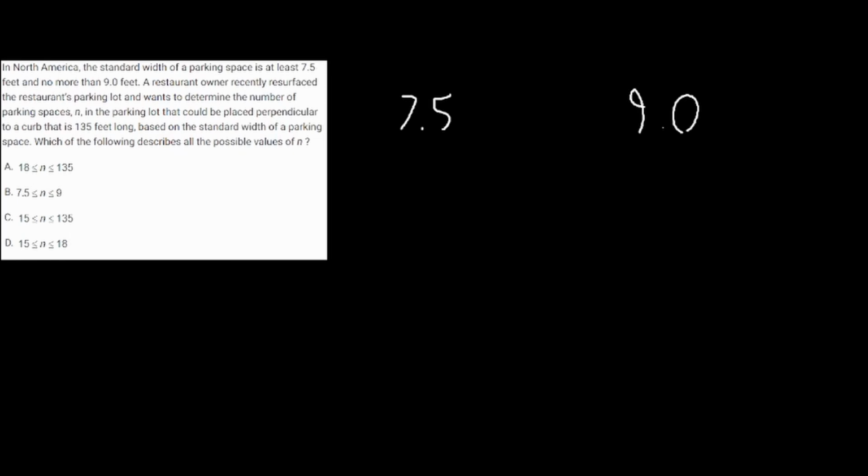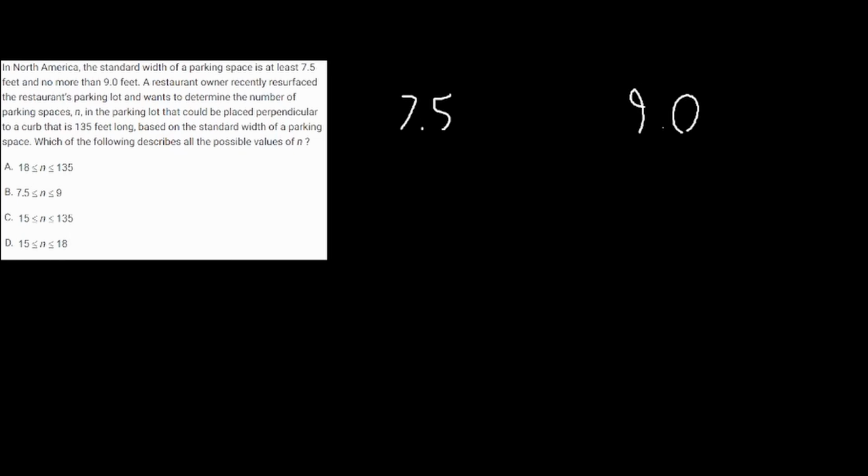Okay, so we're already given the minimum value of the width of the parking space, and the maximum value of the width of the parking space. So we can then divide 135 feet, which is the length of the curb, by these two values to determine the maximum and minimum values of the number of parking spaces.